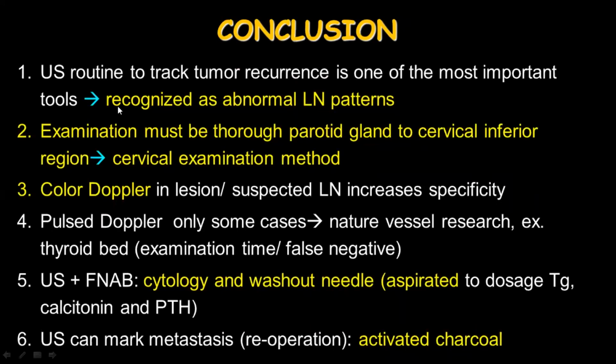In conclusion, ultrasound routine to track tumor recurrence is one of the most important tools recognized as abnormal lymph node patterns. Examination must be from the parotid gland to the inferior cervical region. It means a cervical examination method. We need to have this. Color Doppler of suspected lymph node lesions increases our specificity, and pulsed Doppler only in some cases, in case of needing to know the nature of the vessel, for example in thyroid bed examination. Ultrasound can guide fine needle aspiration, cytology, and washout needle. It's a very, very important tool for us. And ultrasound can mark metastasis for reoperation with activated charcoal.